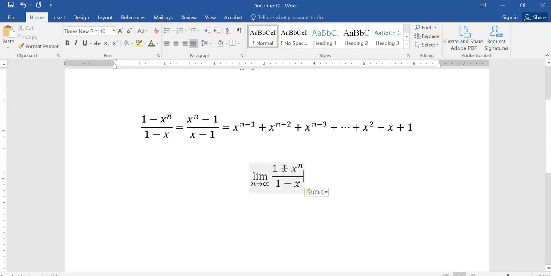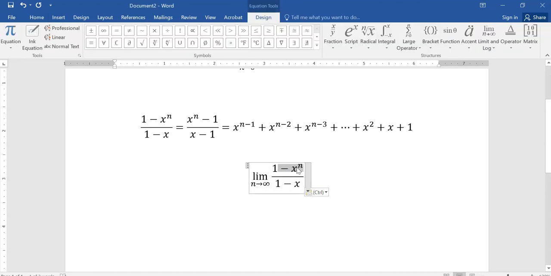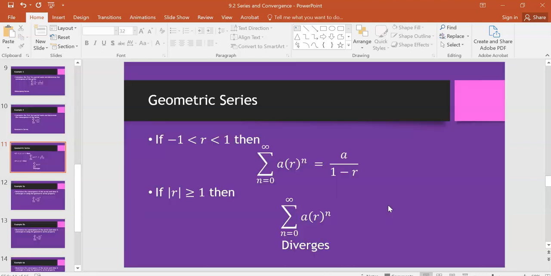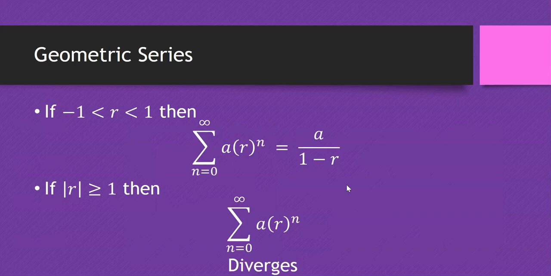So if it's going towards 0, then we end up with simply 1 over 1 minus x. If it goes to infinity, then we end up with this equaling infinity. And so if you replace the letter x with the letter r, you get exactly what this geometric series rule does. So it's basically just polynomial division with a limit as n goes to infinity. All right, so that's what this geometric series rule is actually doing for you.